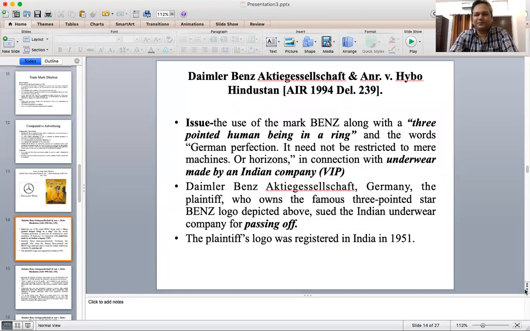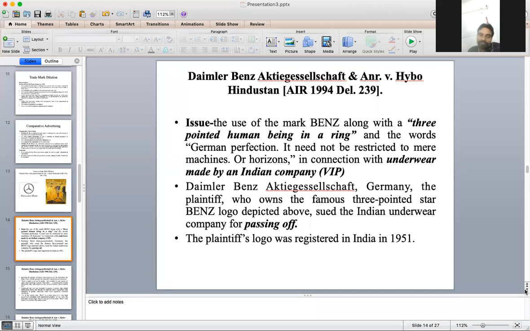So what was the issue? The issue was that the Bench, along with a three-point human being in a ring and the words German perfection, need not be restricted to mere machines or horizons in connection with underwear made by an Indian company, that is VIP. So who was the previous company? The company which holds that very mark, that is Mercedes-Benz, was Daimler-Benz, which is based in Germany.